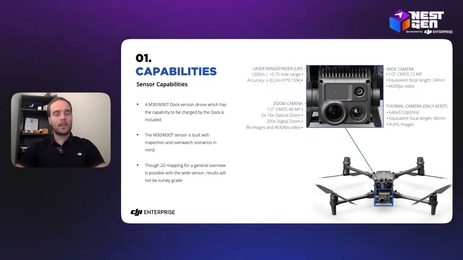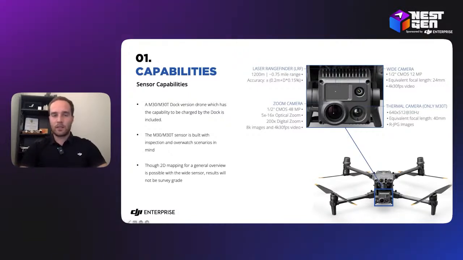As we talked about, the dock utilizes the M30 series dock version, which has the same capabilities as your regular M30 series, except it adds the ability to charge through the ports attached to the legs of the drone. The M30 or 30T sensor is built with inspection and overwatch scenarios in mind.